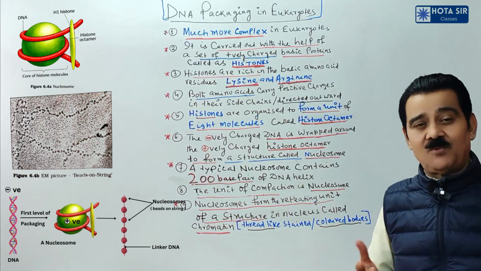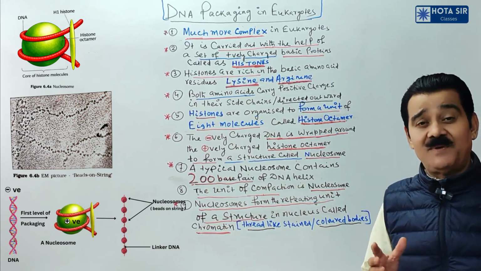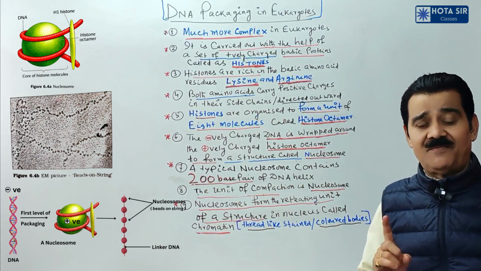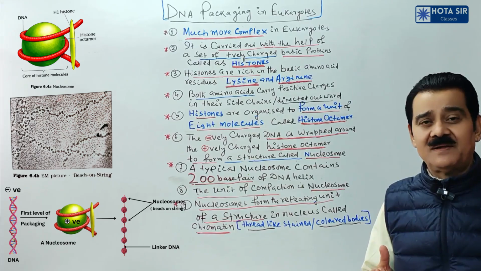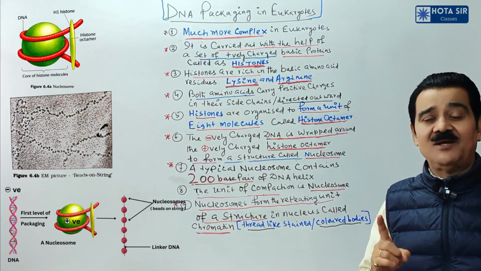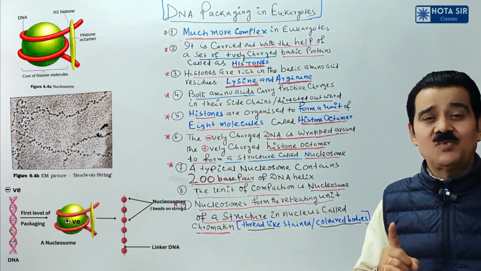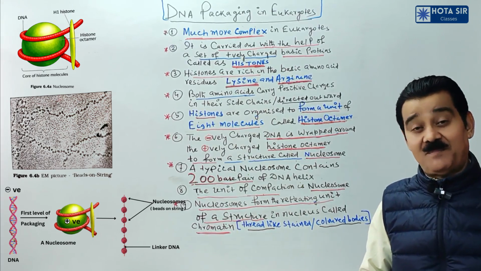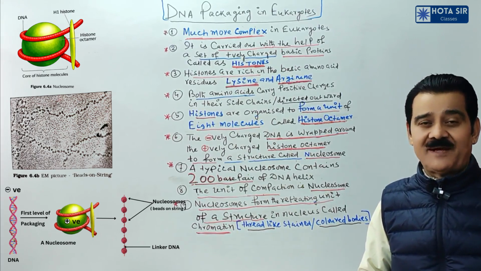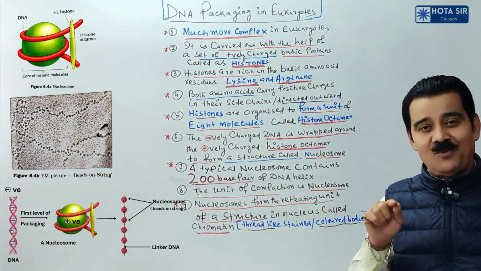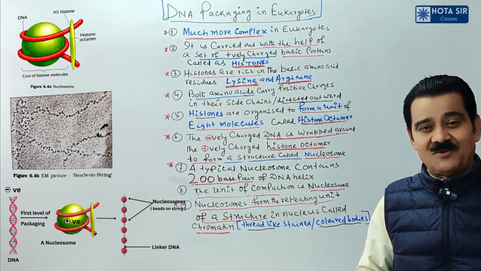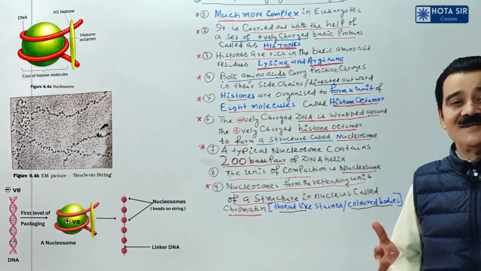A typical nucleosome contains 200 base pair of DNA. Very, very important, my dear children. How many base pair are there in a typical nucleosome? The answer will be 200 base pair. Remember this thing. Next, nucleosomes form the repeating unit of a structure in the nucleus called chromatin.